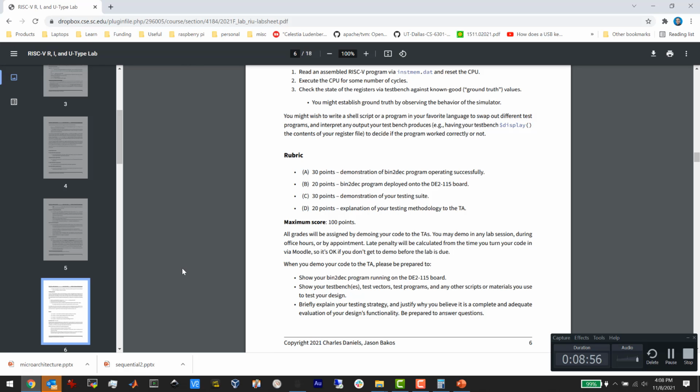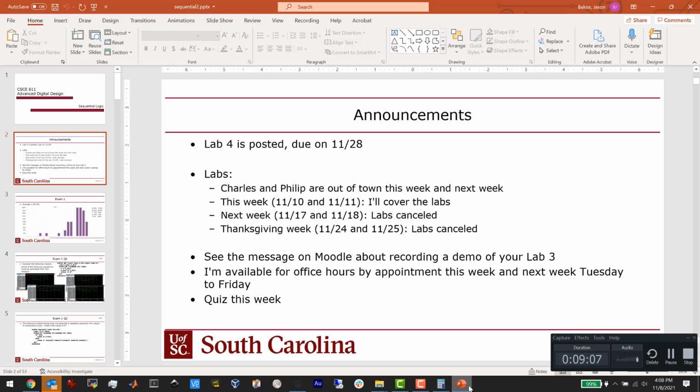So, follow-up: we implement branches and square root with lab 4. Yes, that's lab 4. Now let me talk about that. So we've got lab 4 posted. It'll be due on the 28th, which is about 3 weeks, right?